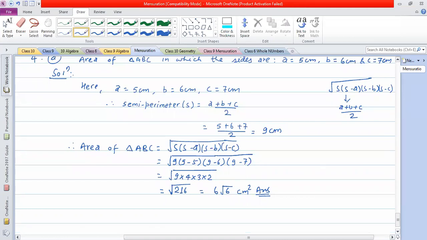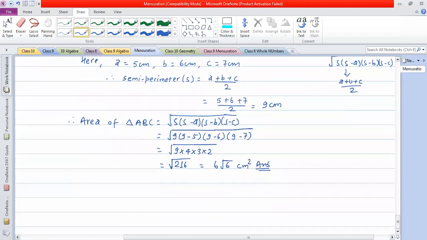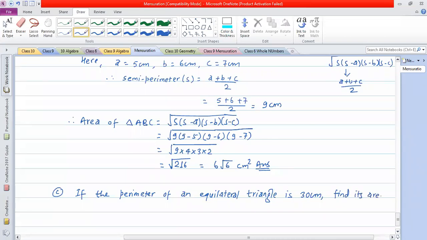Now there are different technical questions which may be asked in short questions. Okay, like C number. In C number it is asked here like this: if the perimeter of an equilateral triangle is 30 centimeter, find its area. It is an important question, okay? It is an important question.